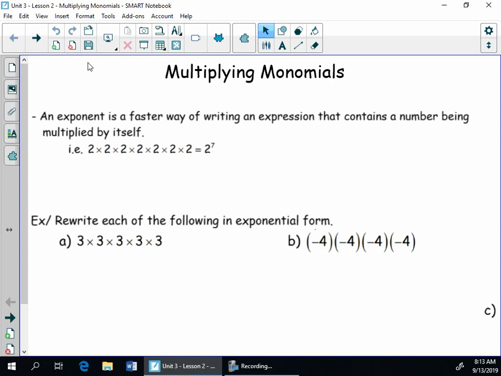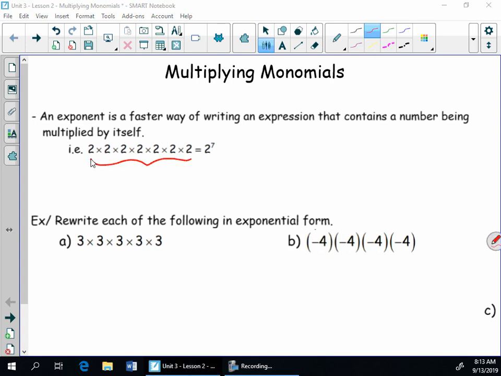The big idea here is that we can use exponents. And to do that, though, we have to remind ourselves what an exponent is. All it really is, is a faster way of writing something out when something is multiplying by itself. So for instance, 2 times 2 times 2 times 2 times 2 times 2 times 2, who wants to write all that out? It's way faster to write it as 2 to the power of 7. We know that's the same thing because it's the same number 7 times.